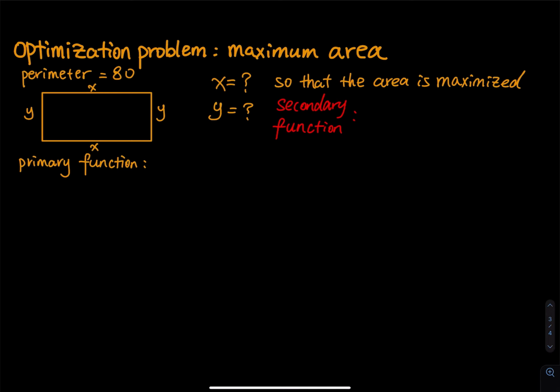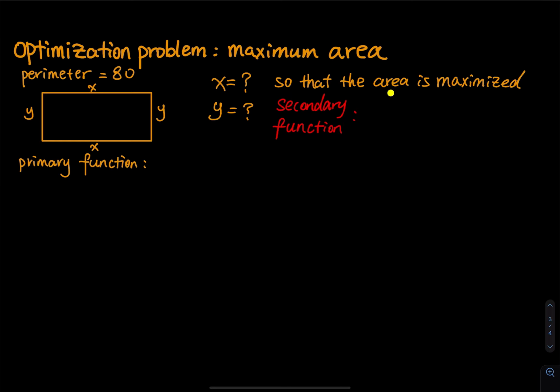This optimization problem is about the maximum area of a rectangle. Given that the perimeter of a rectangle is equal to 80, I have a rectangle, and I define the length and width. The length is x, the width is y, so 80 means 2x plus y plus y equals 80. The question is what x should be and what y should be such that the area is maximized.